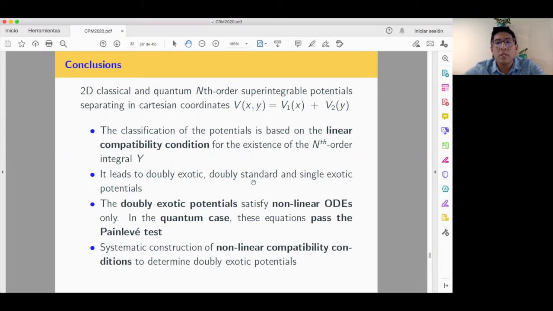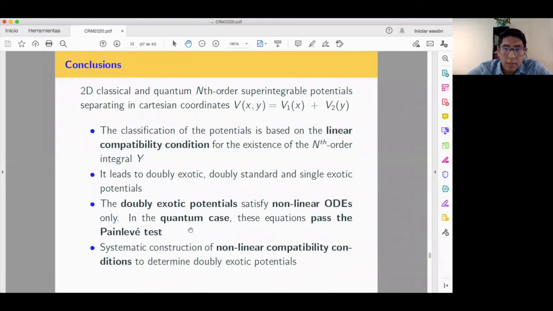Doubly standard potentials are determined by this linear compatibility condition, so they are solutions of this linear equation. But for the doubly exotic potential, this linear ODE is trivially satisfied, so it's 0 without telling us anything about these functions V1 and V2. So we need to construct a nonlinear compatibility condition. That can be done, and it is very instrumental to determine the generic expression for these doubly exotic potentials.